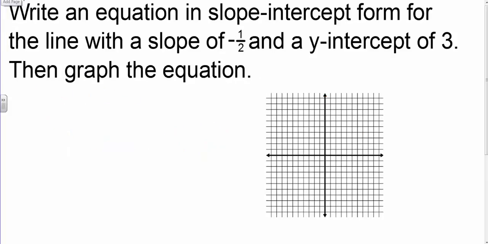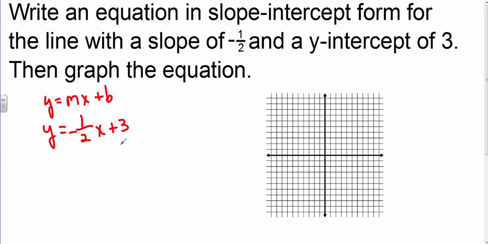Write an equation in slope-intercept form for the line with a slope of -1/2 and a y-intercept of 3, and then graph it. Obviously, this is your turn. Pause the video, do this one, and then come back to me. So we've got y equals mx plus b. So we go y equals, the slope is negative 1/2 x plus 3.